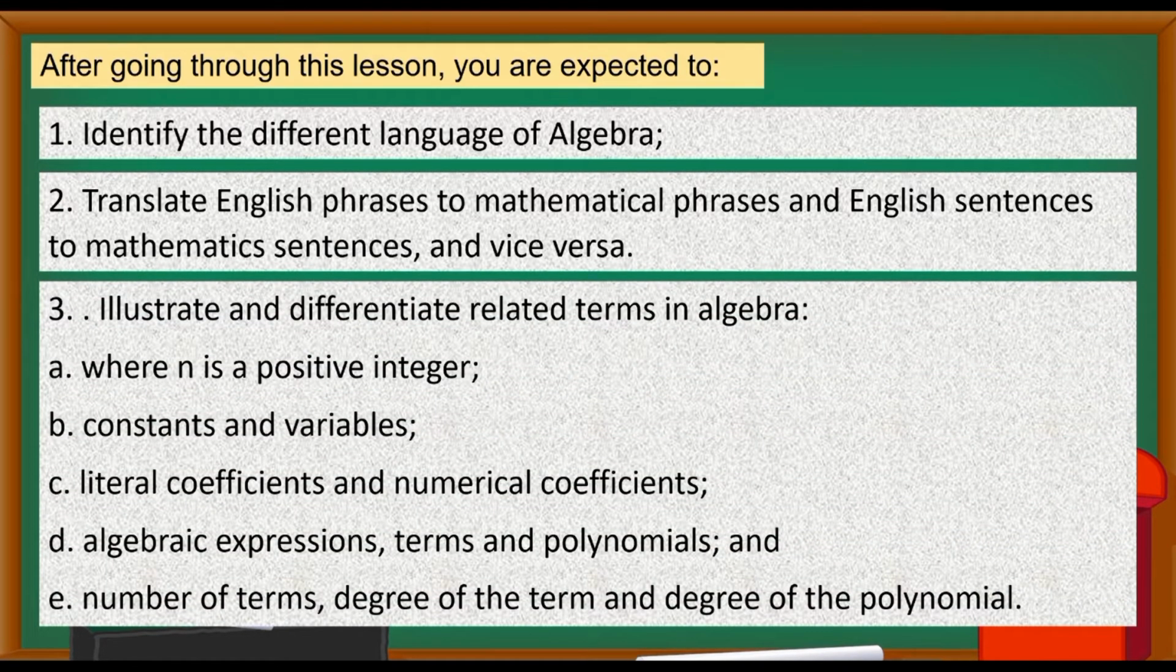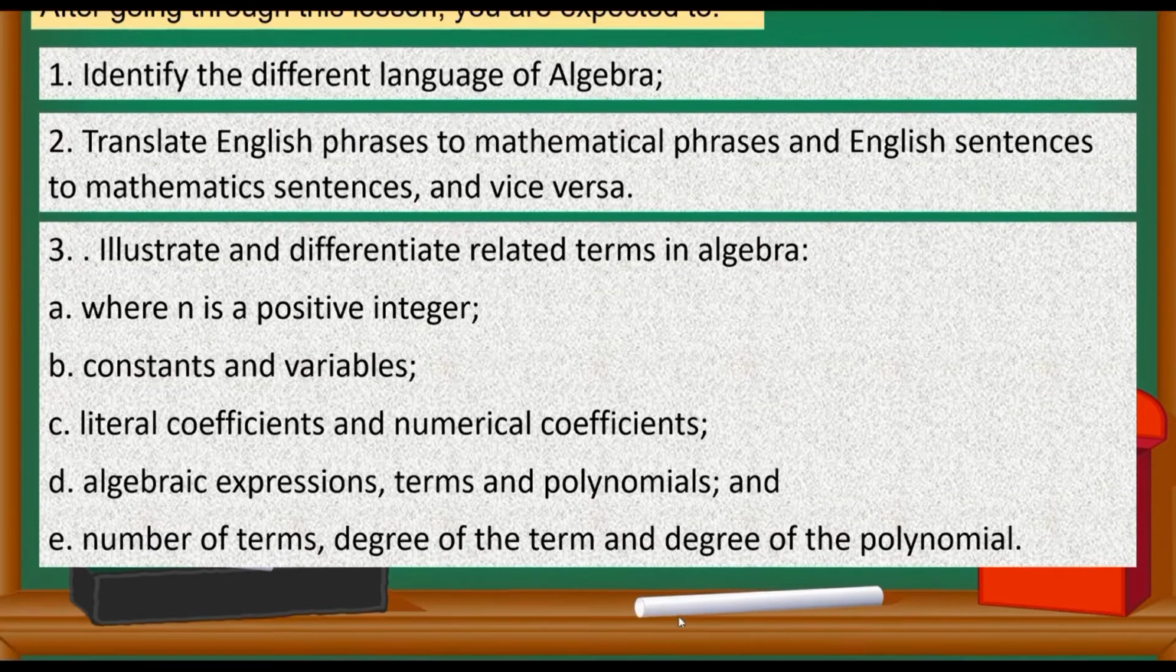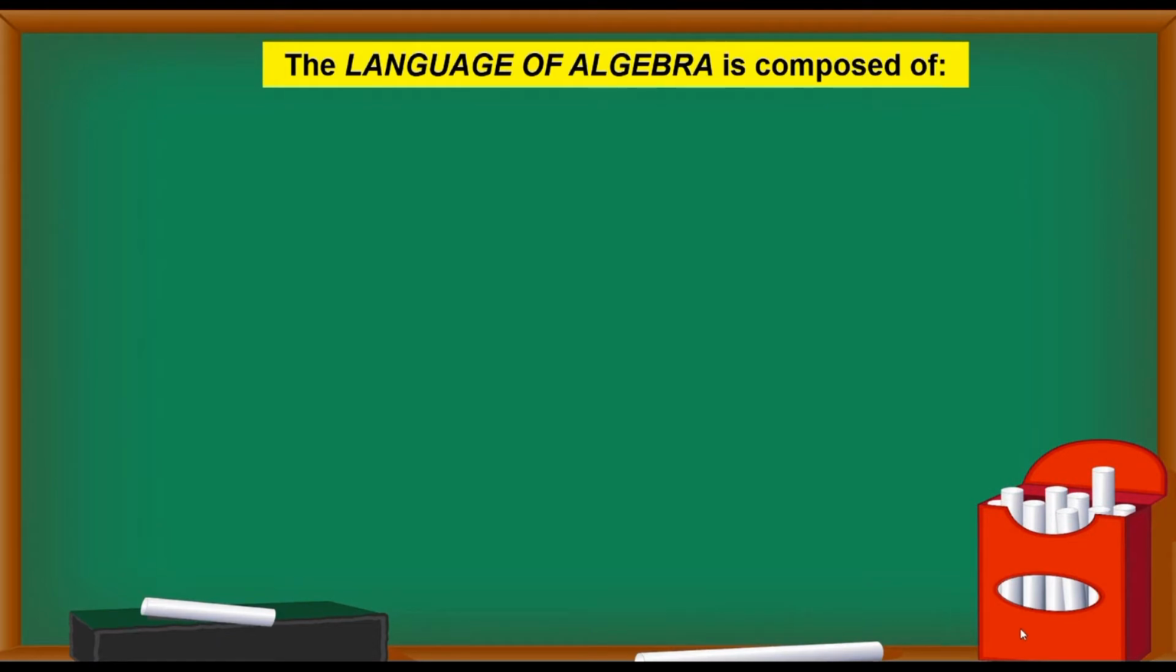And illustrate and differentiate related terms in algebra, where n is a positive integer, constant, and variables. Then we have to identify the literal coefficient and the numerical coefficient in algebraic expressions, terms and polynomials, and the number of terms, degree of the term, and degree of the polynomials. So let us have the language of algebra.